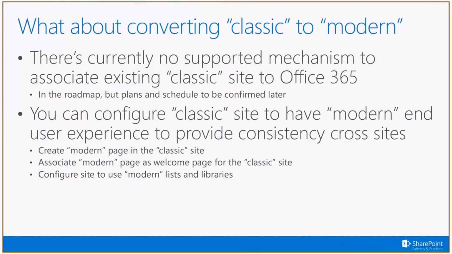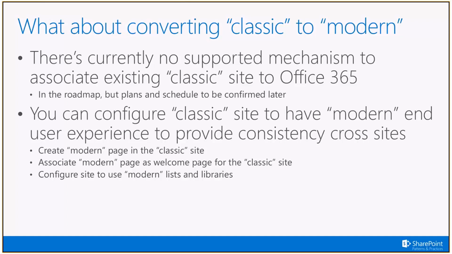Good. So let's talk about also the scenario which is really commonly asked. What about how do I convert my classic sites to the modern experience? Can I do that, and what's actually supported? So for the time being, there's no supported mechanism for associating an existing classic site collection to an Office 365 group.